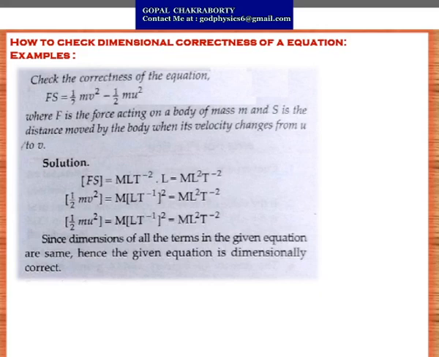Now the first term of the right hand side, that is half mv square. m has a dimension capital M, v square is LT to the power minus 1 whole square. So ultimately you will get the dimension of the first quantity of the right hand side as ML square T to the power minus 2. The second term, half mu square, also gives you the same dimension ML square T to the power minus 2. So since the dimension of all the terms in the given equation are the same, the given equation is dimensionally correct.